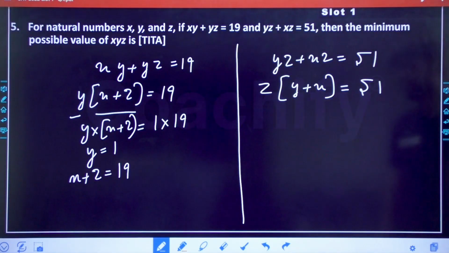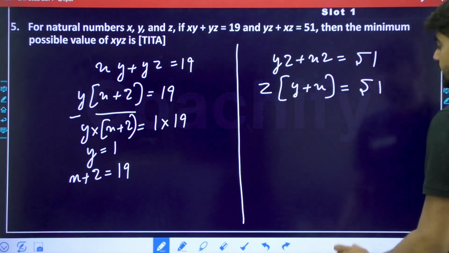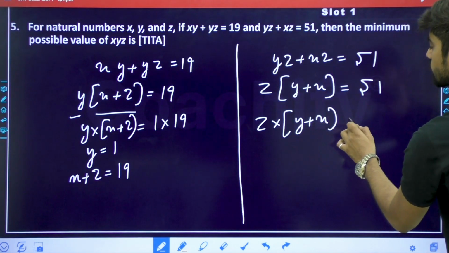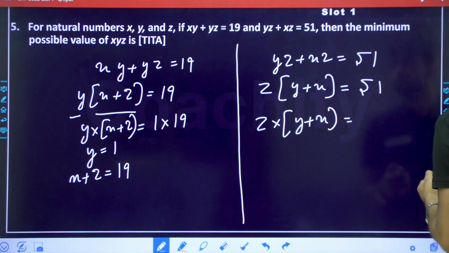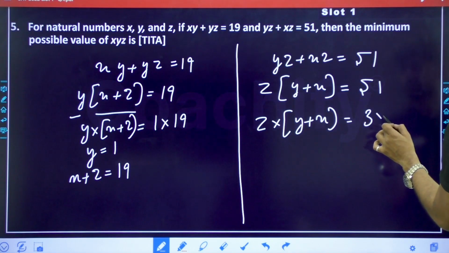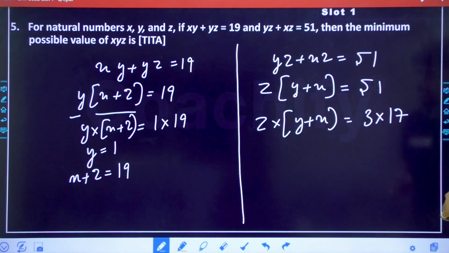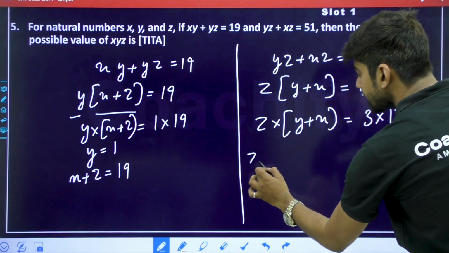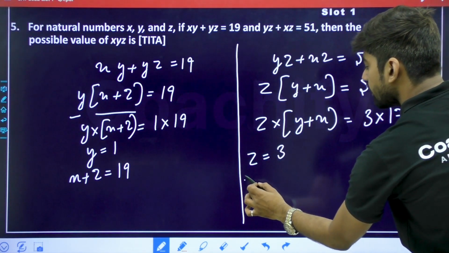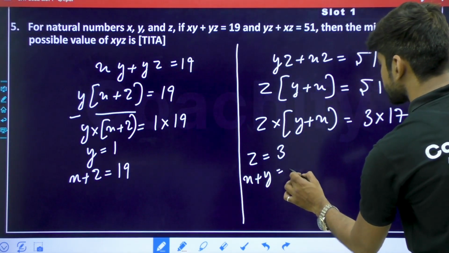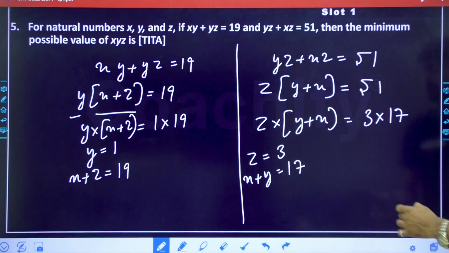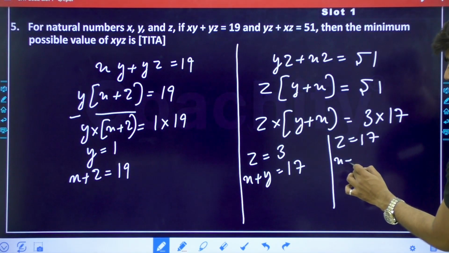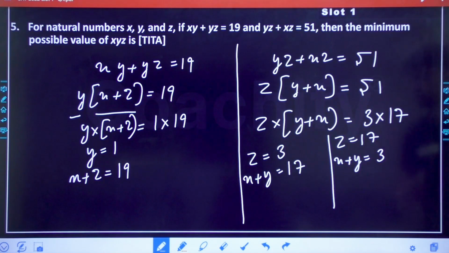So here I have to break 51 into two factors again. So what I can do is z into y plus x equals 17 into 3 is 51. So this becomes 3 into 17. Now I have two possibilities. One, I can take z equals to 3 and x plus y equals to 17. This is my one possibility. The other one is I can take z equals to 17 and x plus y equals to 3.